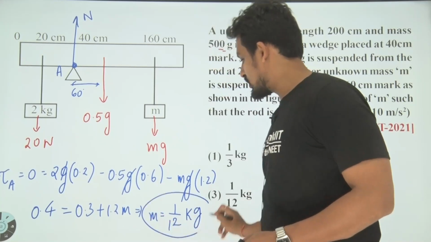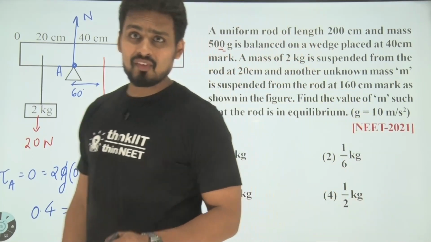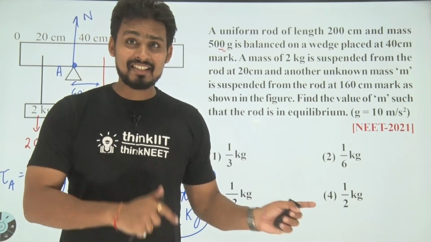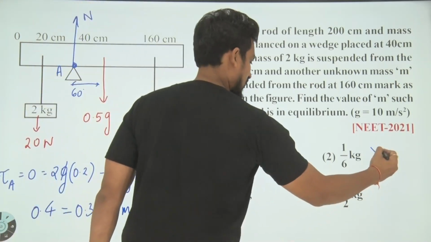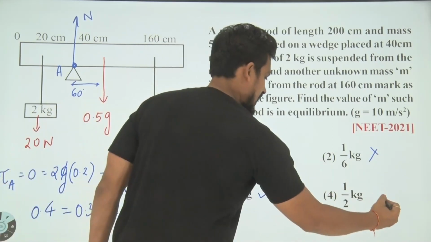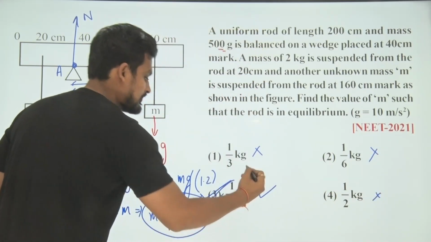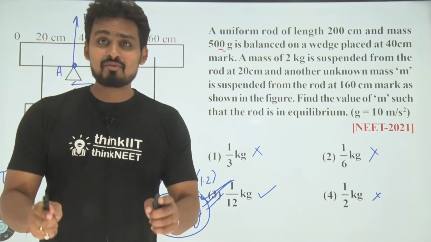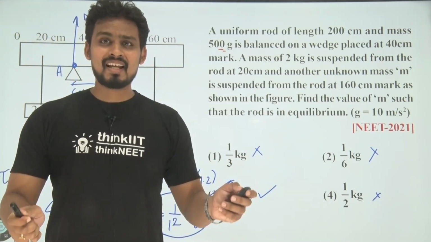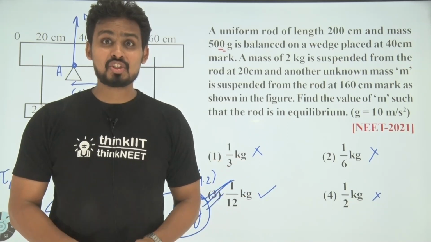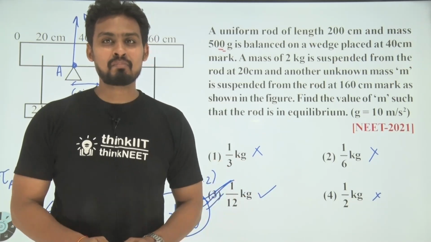So the final answer for this particular question is 1 by 12 kg, and let us match the answer that we have got with the options given in the question. So first becomes wrong, second becomes wrong, third is correct, and fourth becomes wrong. Hence the final answer for this question becomes option 3, and I hope each and every one of you have understood the question as well as the concept behind it in the solution and the explanation provided to you.